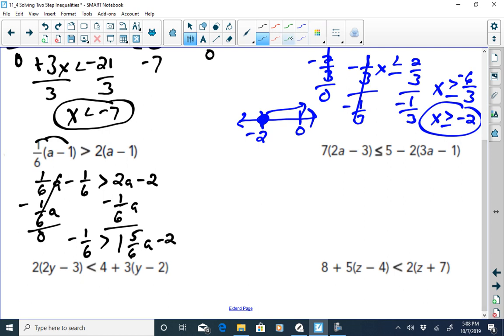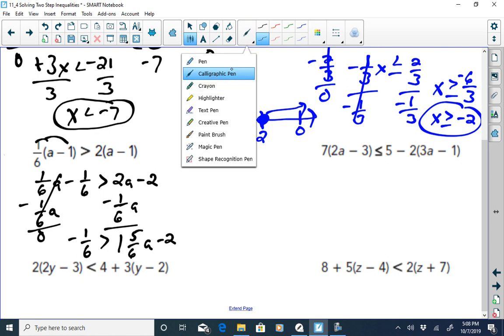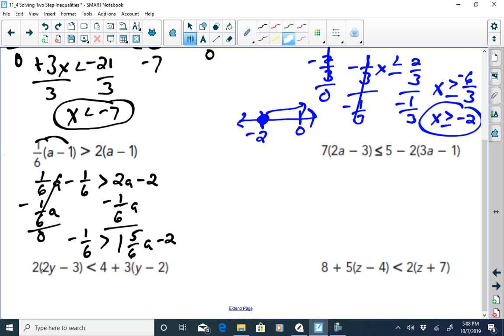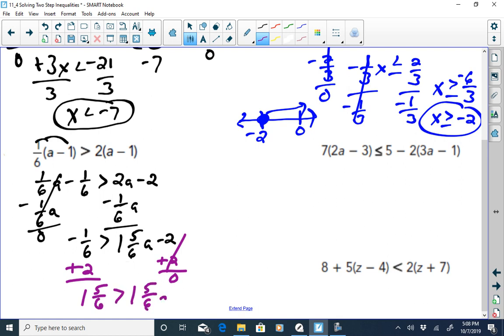All right. Well, I'm running out of room, so let me give myself a little bit more room. So I'm going to go to my pen here. I'm going to erase that. All right, and then I'm going to continue the problem. So when I continue it, to get a by itself, we'd have to add 2 to both sides. Over here they cancel. What's negative 1/6 plus 2? Well, that's going to be 1 5/6. 1 5/6 is greater than 1 5/6 a.